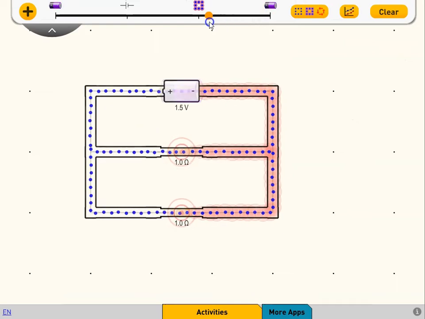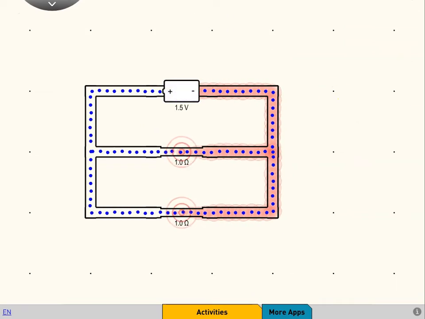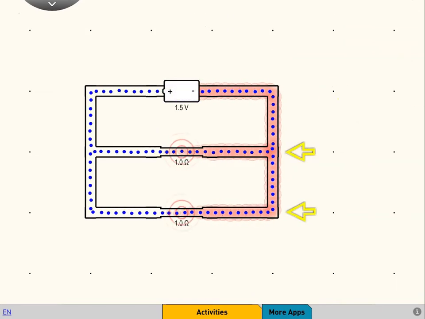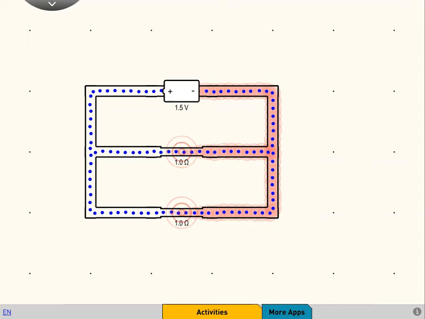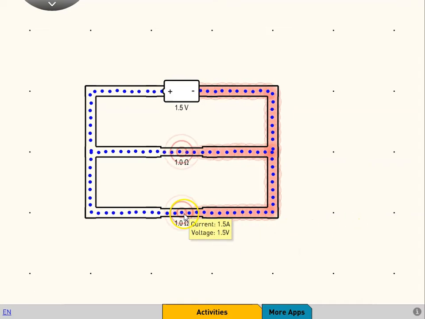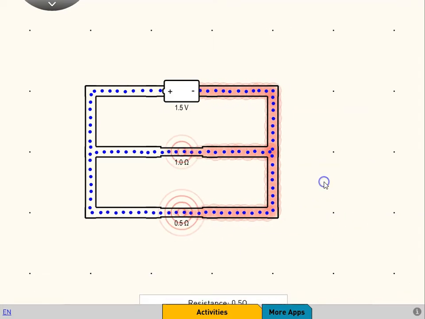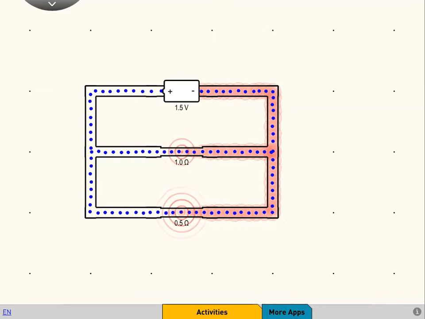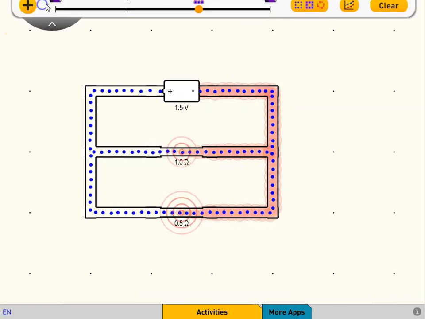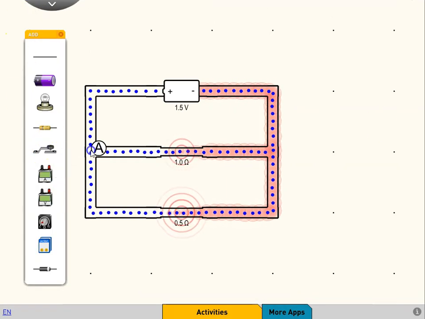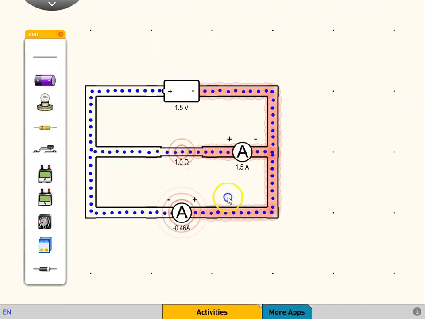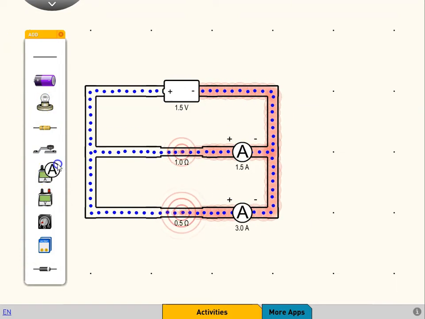Now you can see perhaps the most powerful reason to use this approach to teaching circuits. You can show students that potential at the start of each branch of the circuit is the same. And if you decrease the resistance in one branch, the potential drop across the resistor stays the same, but the current increases. And you can show the current here, plus the current here, has to equal the current here.